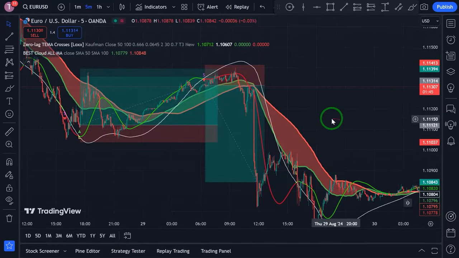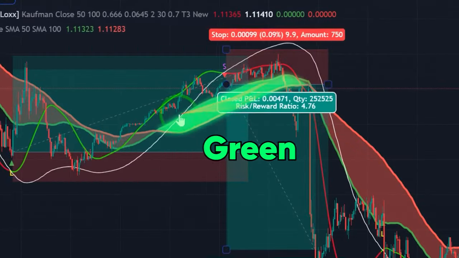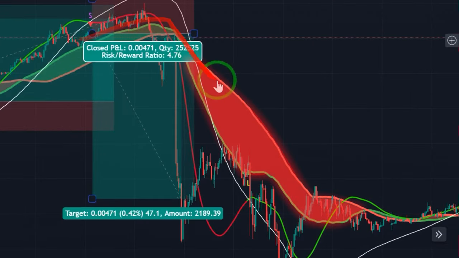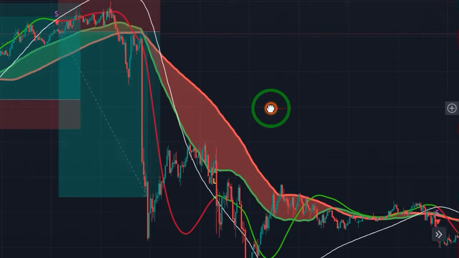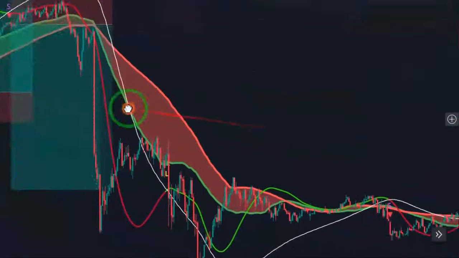We use this indicator to determine trends. Where the clouds of this indicator are green, we consider the trend to be upward. Where the clouds are red, we consider the trend to be downward. And at these points, we look for sell signals to achieve good profits.